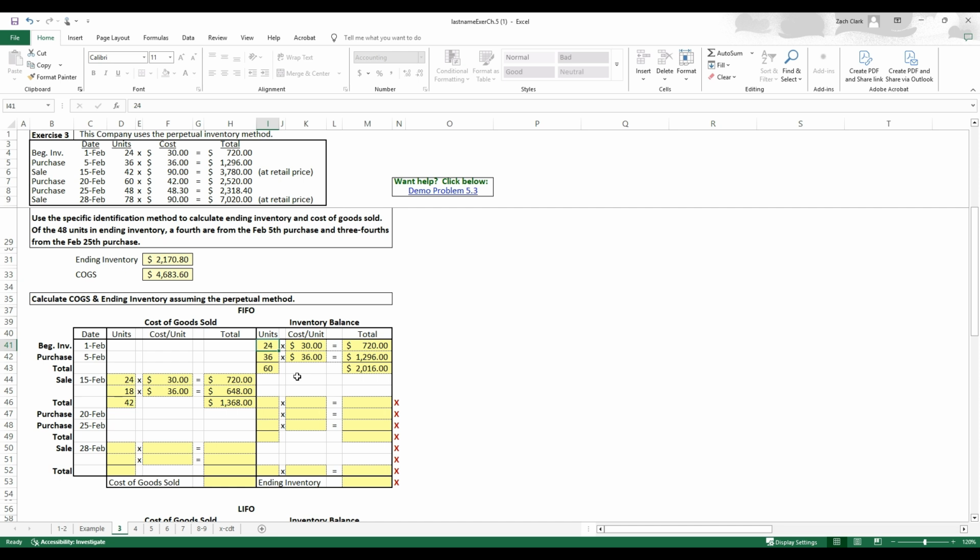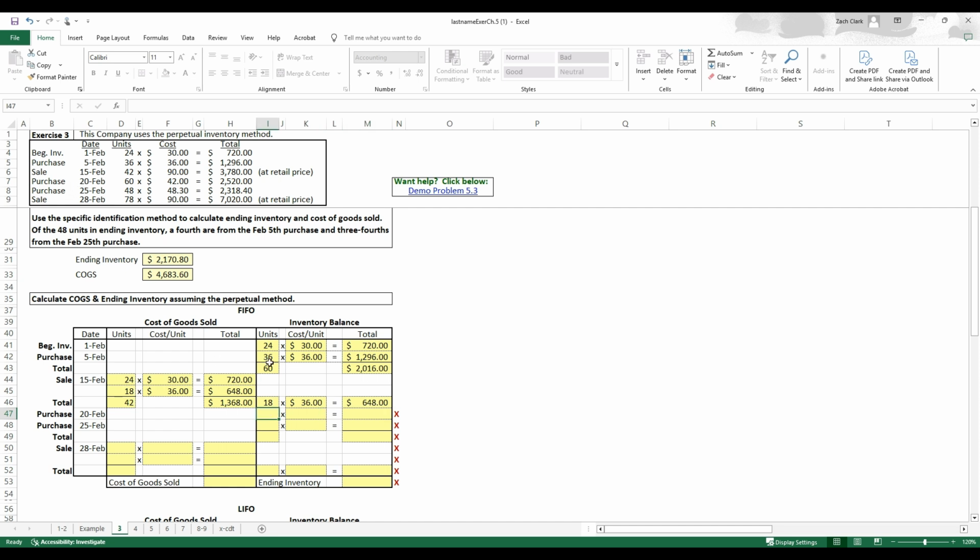Okay, with that said, now we have to figure out our ending inventory. So we have 18 units left. So half of this 36 we sold, half are still in our inventory, sitting out in our warehouse or whatever. And so the cost there is $648. Okay, and then we have 2 more purchases.